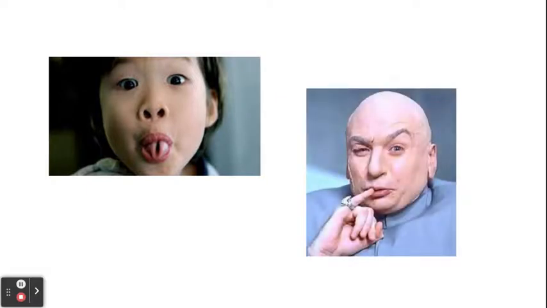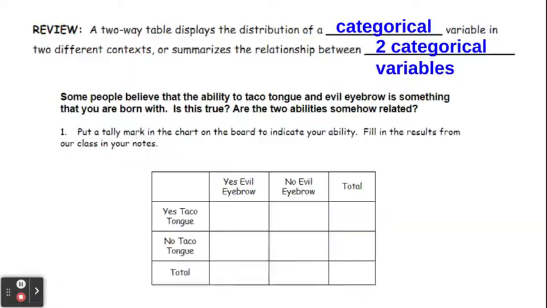Now, in case you've not heard of these before, taco tongue means that you can roll your tongue up like a taco. So you can go ahead and try that at home and see if you're able to do that. The evil eyebrow is just raising one eyebrow at a time. And that generally seems to be more difficult for people than doing the taco tongue.